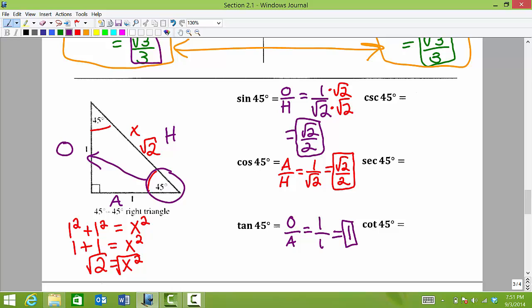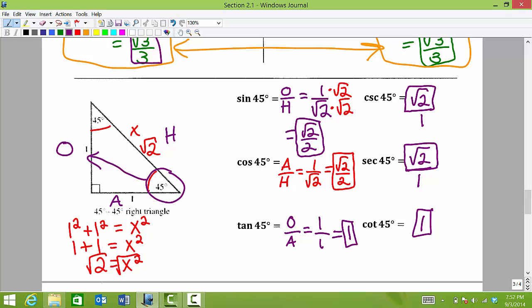Now when I go to work with my reciprocal function values, sine was 1 divided by the square root of 2, so cosecant of 45 degrees will be the square root of 2 divided by 1, or just the square root of 2. Secant of 45 degrees, the same thing, 1 divided by the square root of 2, so that would be square root of 2 divided by 1, which is just the square root of 2. So cosecant and secant of 45-degree angles are the same. Cotangent, of course, would be the reciprocal of tangent, so that would be 1. Notice that tangent and cotangent are exactly the same.